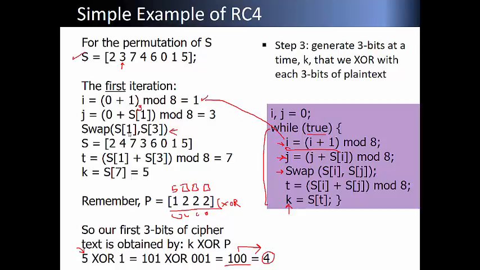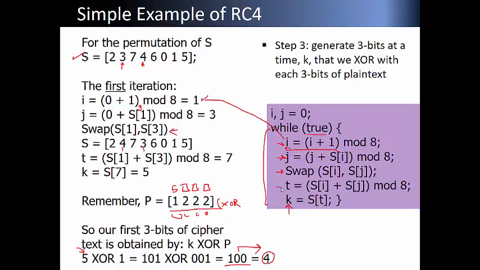S1 is 3 and S3 is 4, up here 4. So those two numbers are swapped. So at the first swap we have 2, 4. This 4 and 3 are swapped. So 2, 4, 7, 4, 6, 0, 1, 5. That is obtained.